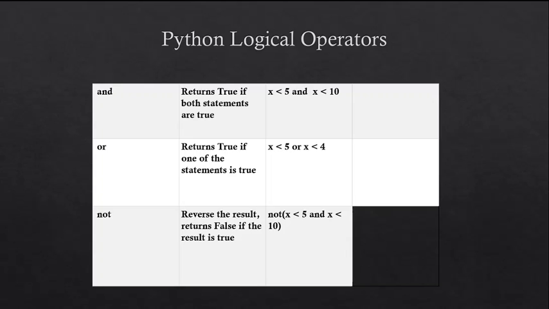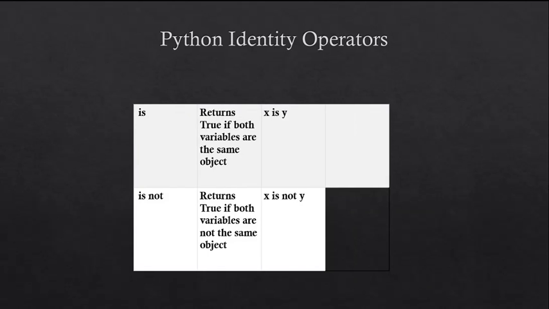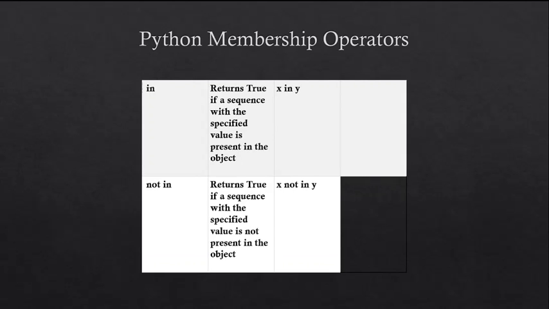With logical operators and, or, not: and returns true if both statements are true, or returns true if one of the statements is true, and not will return false if the result is true. Python identity operators are is and is not. is returns true if both variables are the same object, and is not returns true if both variables are not the same object. in returns true if a sequence with a specified value is present in the object, and not in returns true if a sequence with a specified value is not present in the object.